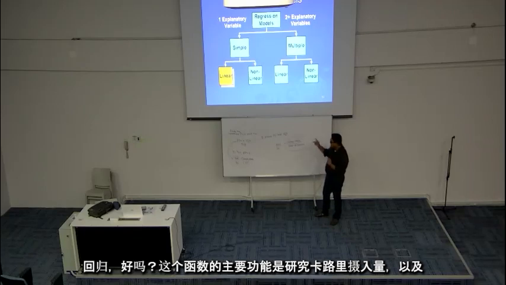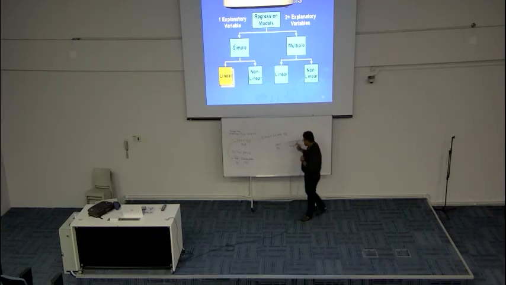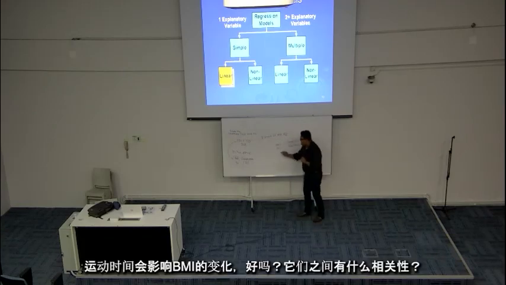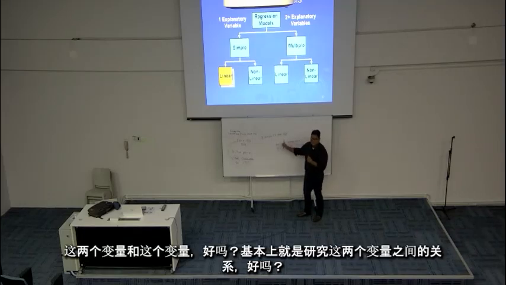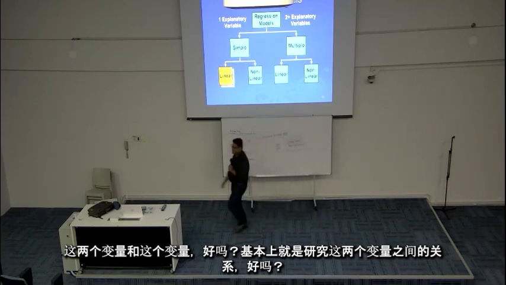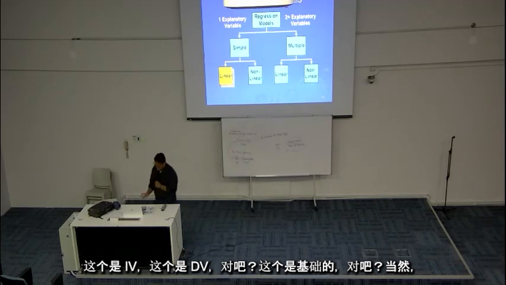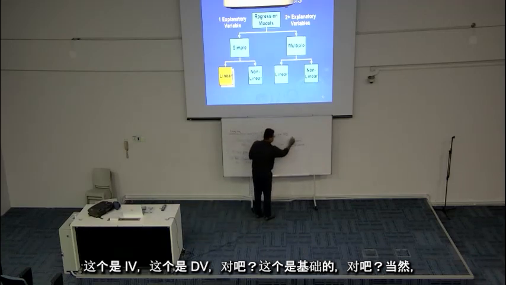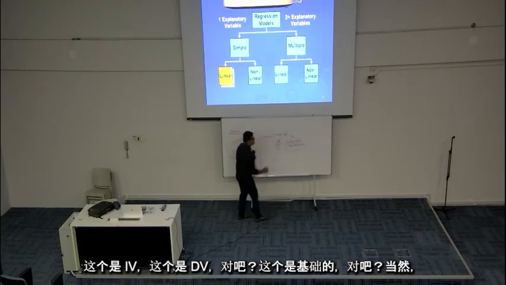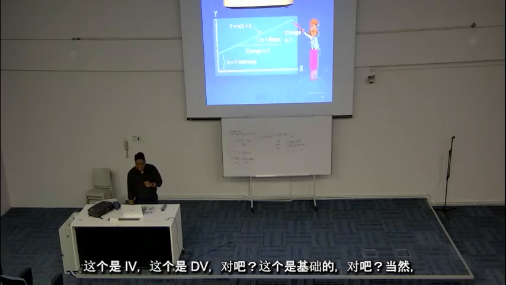So the main function for this one is that we want to study how the calorie intake and also hours of exercise will affect the changes of BMI. How do they have a correlation? Basically, to study the relationship between these variables. So this one is the IV, this one is the DV. Right, so this one is the basic.